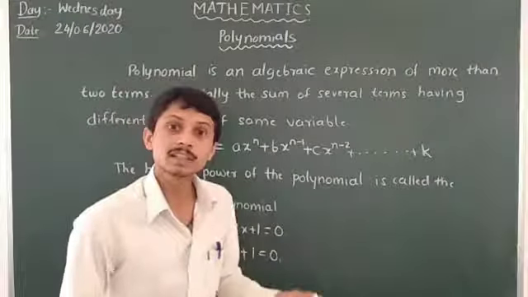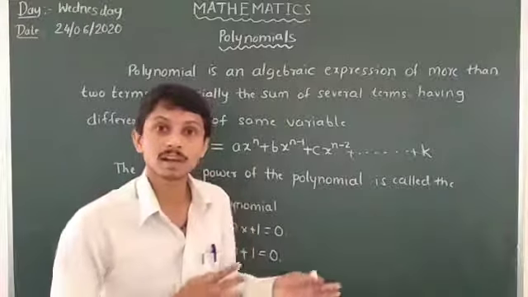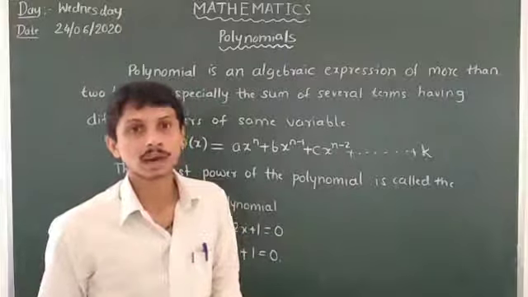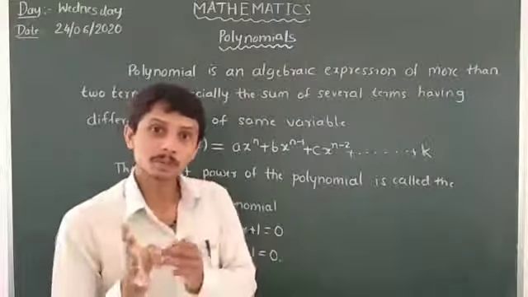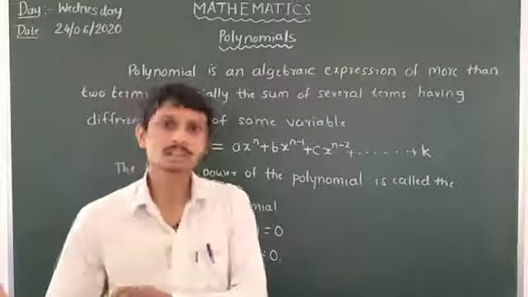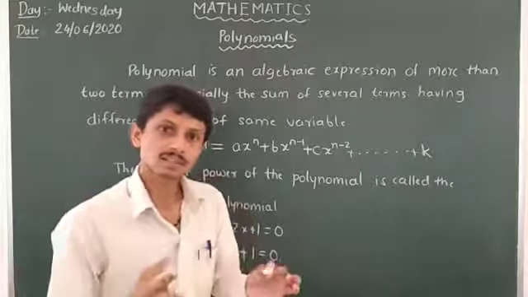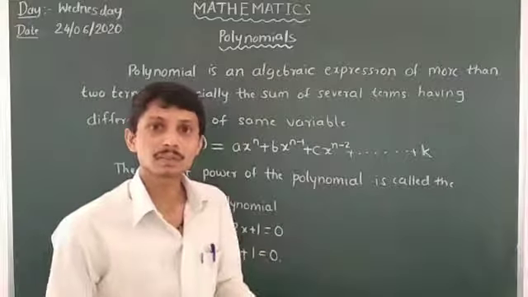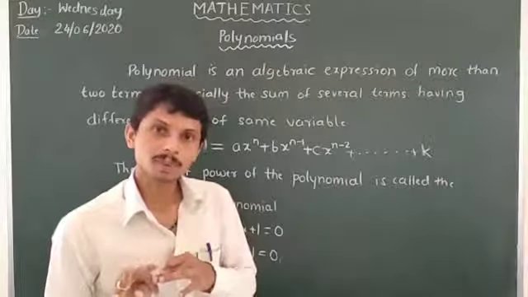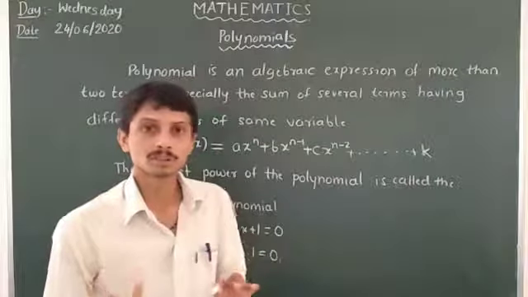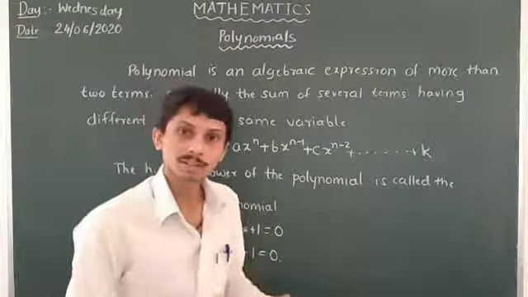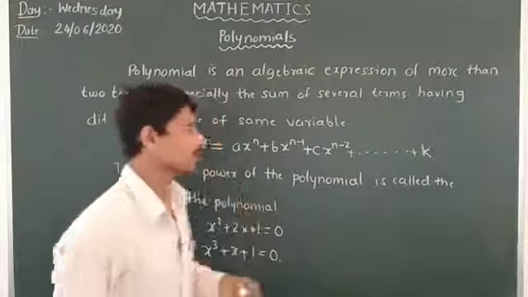Based on the degree of the polynomial, we categorize polynomials into 3 types: linear polynomial, quadratic polynomial, and cubic polynomial. There are others also, but in this class we are discussing only these 3. So let us discuss them one by one, that is, types of polynomial based on the degree of the polynomial.